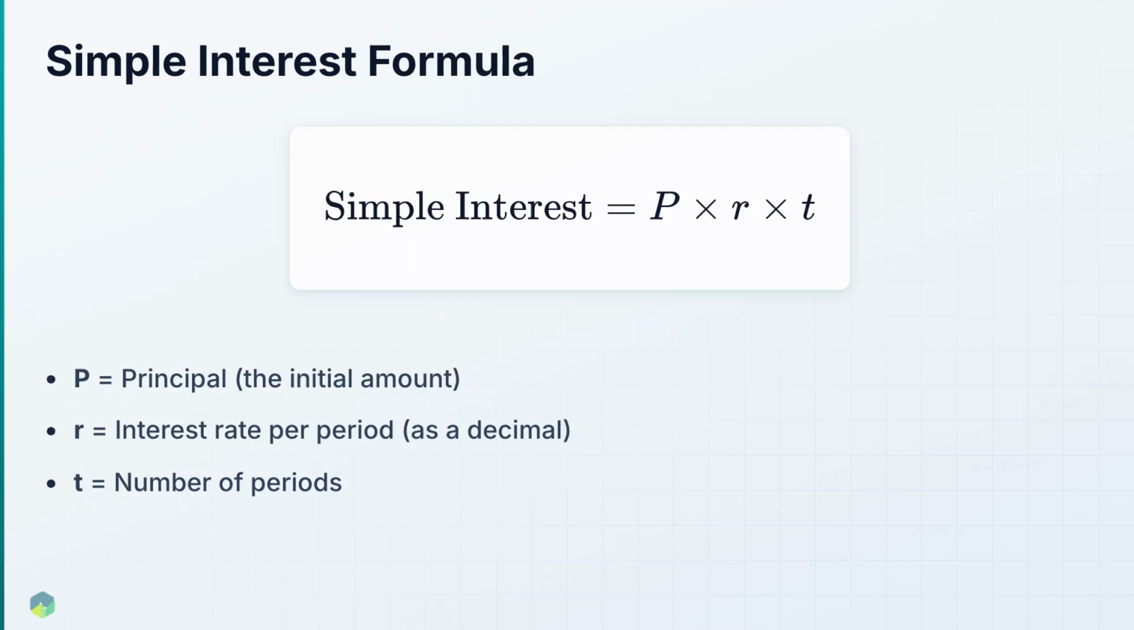The formula for simple interest is straightforward. Simple interest equals P times R times T. P is your principal or initial amount, R is the interest rate expressed as a decimal, and T is the number of periods, usually years.